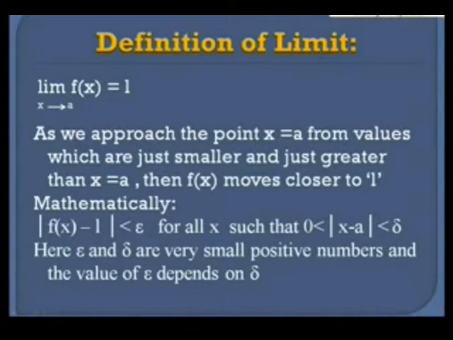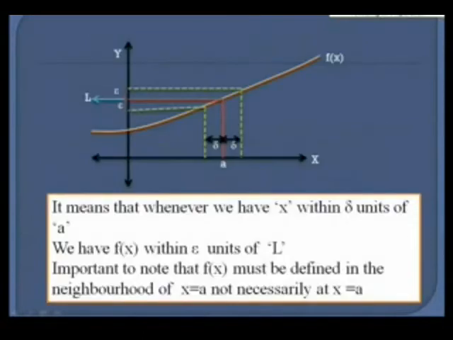So we have seen that f(x) is not exactly equal to L, but it tends to L, so that f(x) and L are very close to each other, or the modulus of f(x) minus L is less than epsilon. We have taken epsilon a very small positive quantity, and similarly x tends to a, so the modulus of x minus a, or the magnitude of x minus a, is greater than 0 and less than delta. Delta is also a very small positive number.